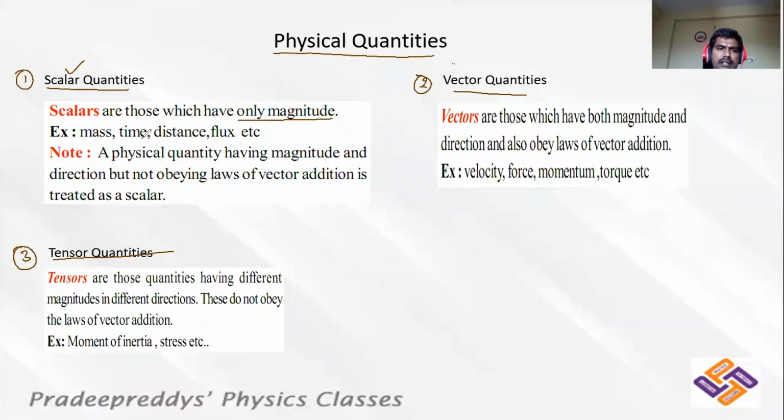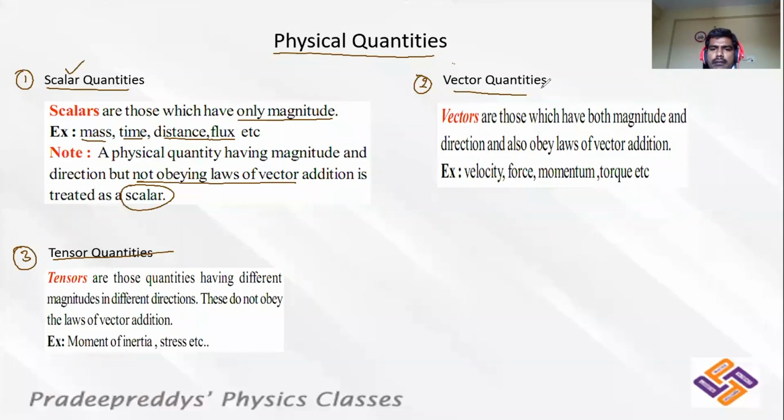Examples: mass, time, distance, electric flux, magnetic flux, etc. Those quantities, we will not represent with any directions. Even though some quantities have directions, you will not consider them as vectors because they do not obey vector laws. They are called scalars even so. So a physical quantity having magnitude and direction but not obeying the laws of vectors is treated as a scalar quantity. You should keep this in your mind.